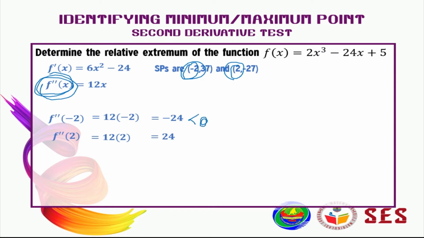Okay, if you have your f double prime less than 0, when you plug in the value of x for your stationary point, it means that your stationary point is a relative maximum. Otherwise, if you have a positive value like this one, your point is a relative minimum.